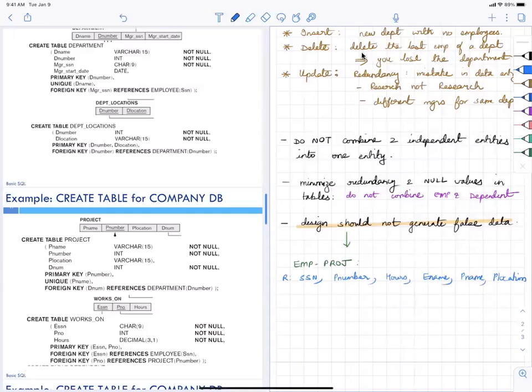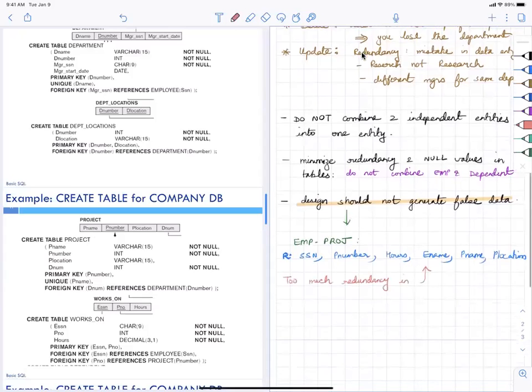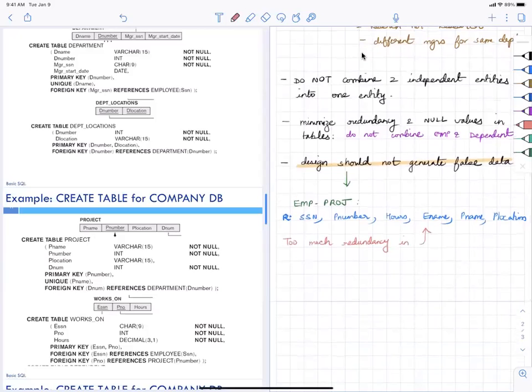Suppose in my original design I have this employee project table. This is table R, which has six attributes. When I look at the table, I say, you know what, there's just too much redundancy in this table, so I'm going to split it up. I don't like this table. I'm going to have two tables, R1 and R2.